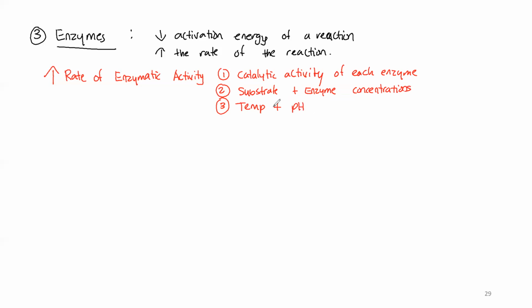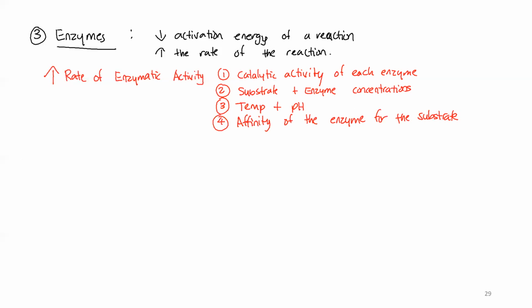Those could also help to increase the thermal energy in particles and would further increase the rate of enzymatic activity. And then fourth was going to be the affinity of the enzyme for the substrate. How attracted those two are to each other will definitely affect the enzymatic activity as well.